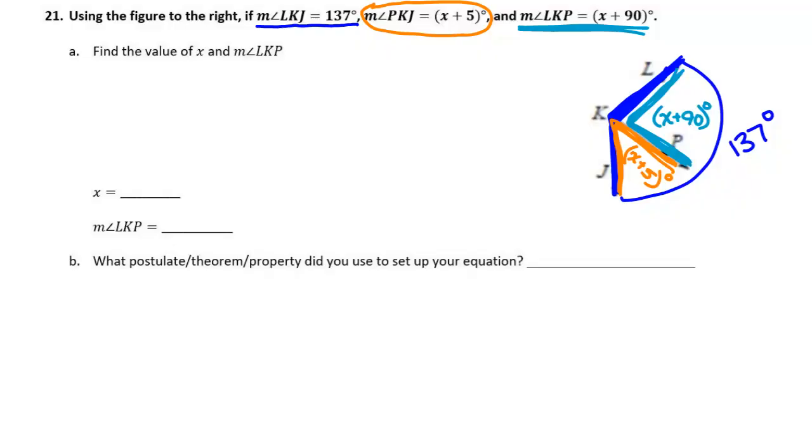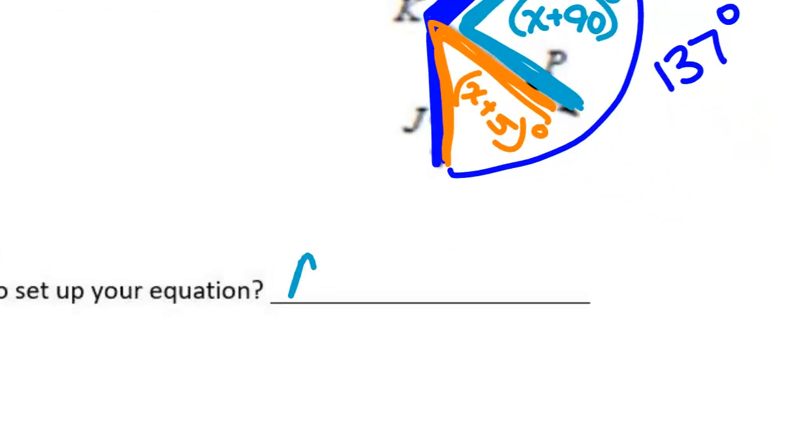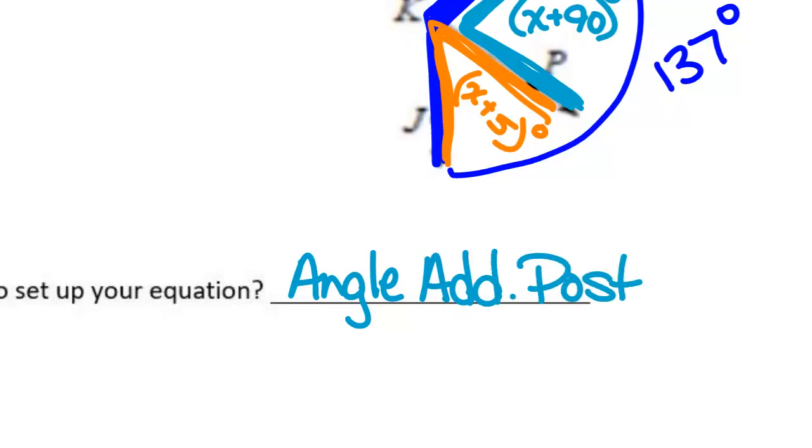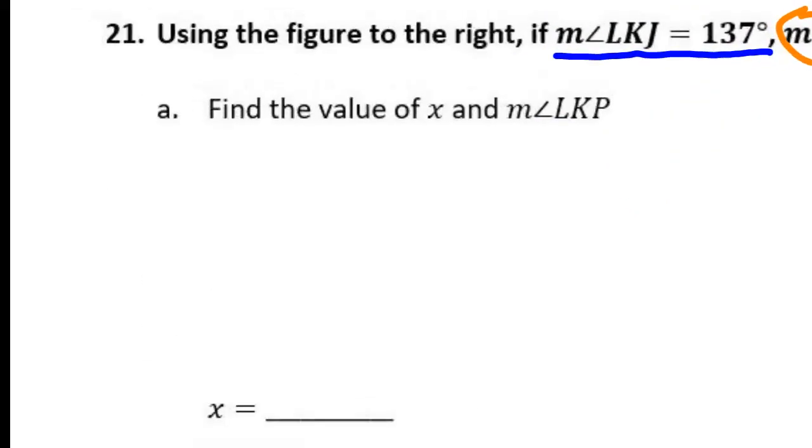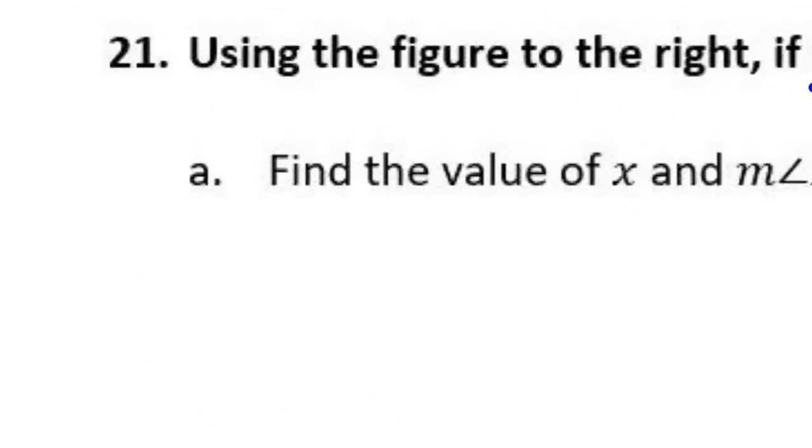Yes, I can add the 2 little ones to get the bigger angle. What do we call that? Angle addition postulate. We're going to use the angle addition postulate. So the angle addition postulate, you said we add the 2 smaller ones to get the bigger one. What are the names? Nothing with x's, nothing with numbers yet. What are the names of the two smaller angles?